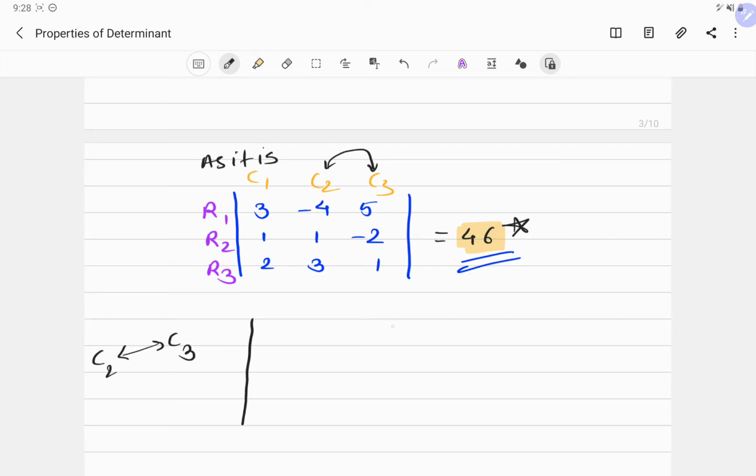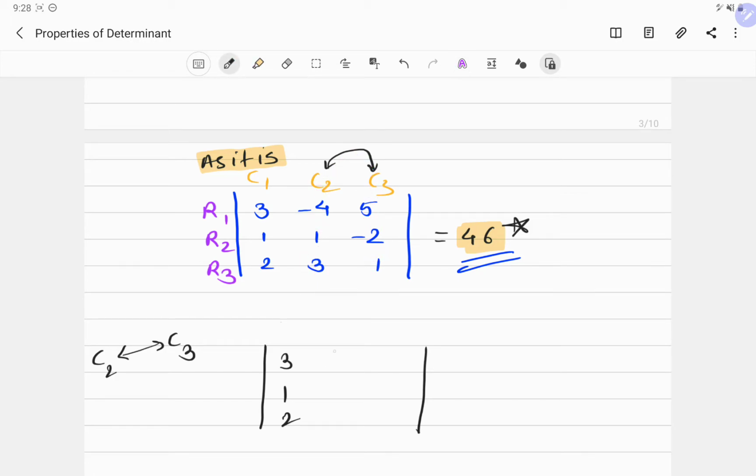So please observe this change. Here I am keeping the first column as it is, because we don't want to change anything in column number 1. Only thing that we want to do is interchange these two columns. Columns are vertical, so make sure that column 2 becomes column 3 and column 3 becomes column 2. Now here I am changing this column 3 to column 2.